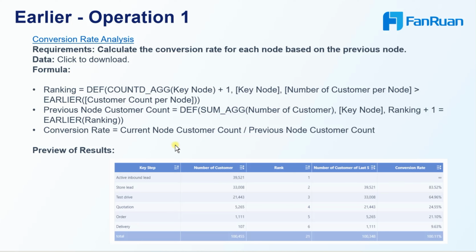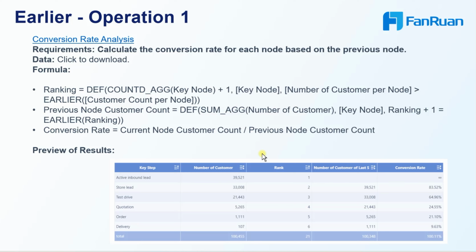Now, let's move on to a conversion rate analysis example. If you remember, in the first defined course, we discussed conversion rates where the denominator was fixed at 39,521. Today, we will add a little complexity by calculating the conversion rate based on the previous node. For example, for the first node, the conversion rate is 33,008 divided by 39,521. However, for the subsequent nodes, like the delivery amount of 107, the conversion rate should be calculated as 107 divided by 1,111, where 1,111 is the number for the previous node.